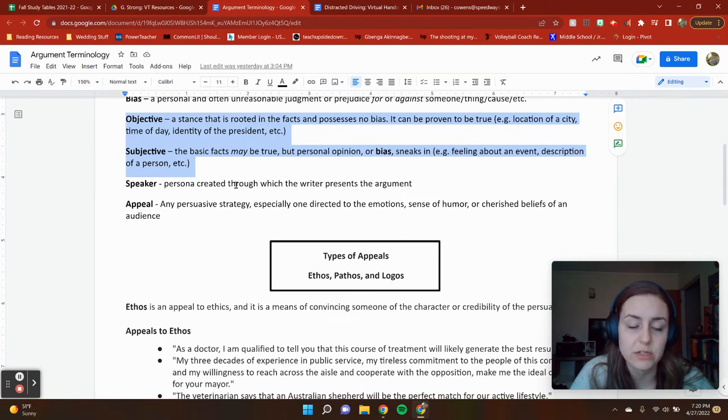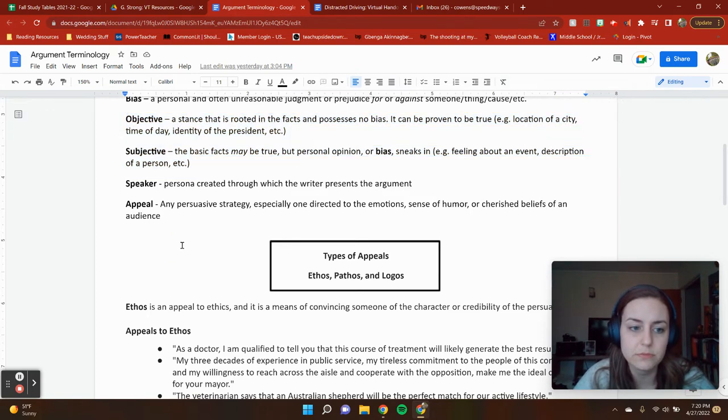You're using mostly fact. Subjective then is writing that includes bias. So you have some bias. A persuasive speech would be a subjective text. An opinion piece in a newspaper would be a subjective text, right? They're including their bias. They might be giving you some facts, but there's still a lot of bias going on in there.